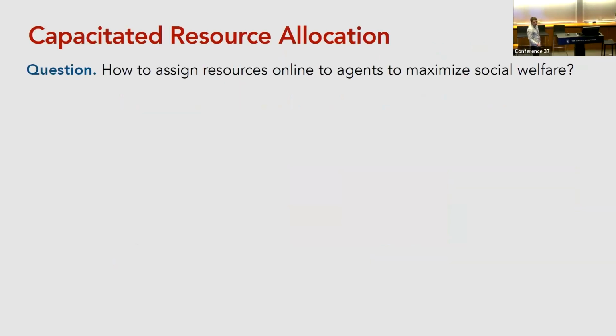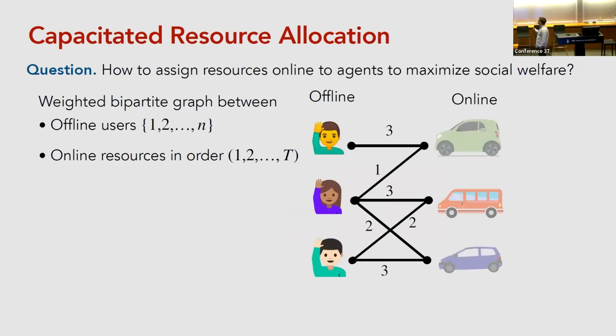So at a high level, the question that we're interested in is how do we assign resources online to agents in a way that maximizes social welfare? And I'm going to jump right in and say what's the problem statement.